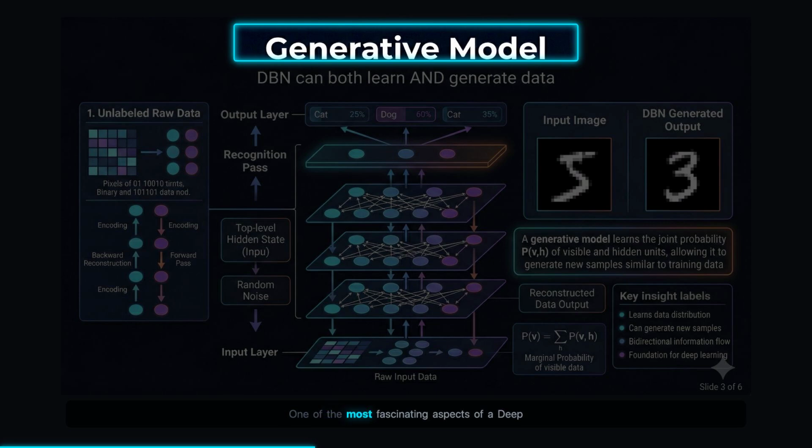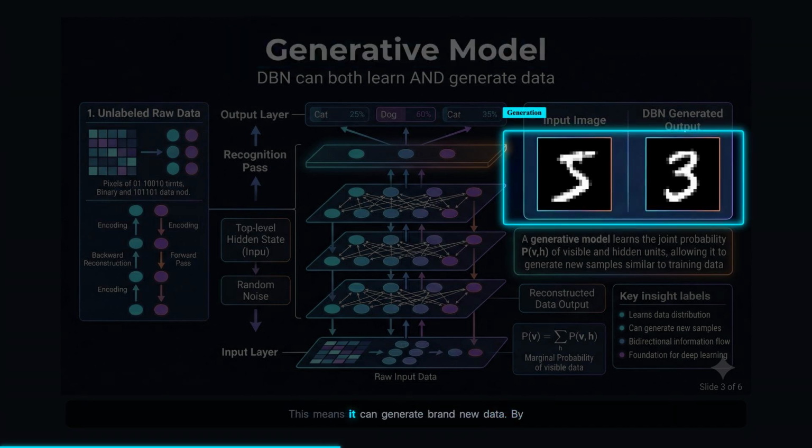One of the most fascinating aspects of a deep belief network is that it is a generative model. This means it can generate brand new data. By understanding the joint probability of visible and hidden units, we can sample the network to dream up new outputs.